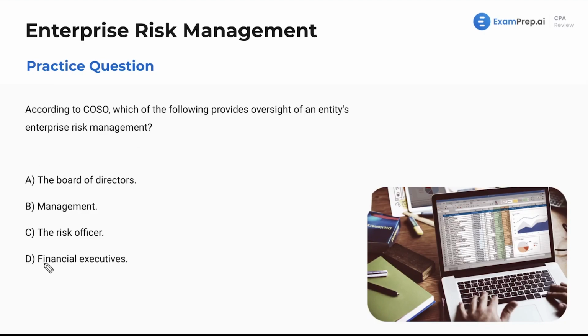Well, is it the financial executives? Not the financial executives. These individuals would be more concerned with profitability and keeping the company running, not as much with the risk there. You might think it's the risk officer. However, this isn't really an individual we are going to talk about at all in the exam. That's a trick answer. And that leaves us with just management and the board of directors.